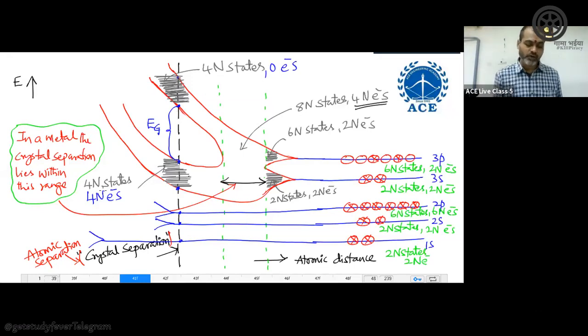We know very clearly that the electrons are going to occupy the lowest possible energy levels first, and then they will go to the higher energy levels. Because of that, you can see very clearly the valence band is completely filled and the conduction band is completely empty.